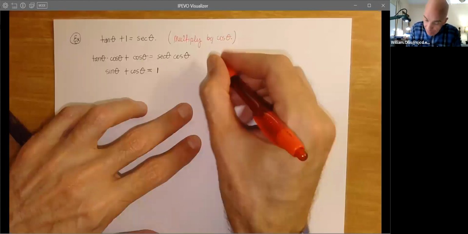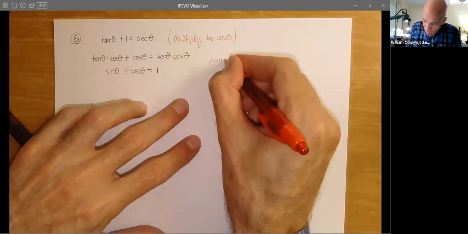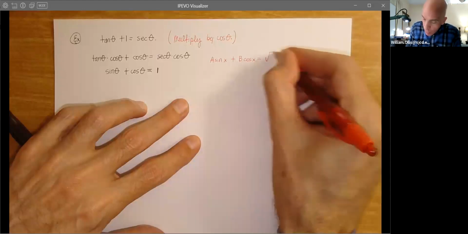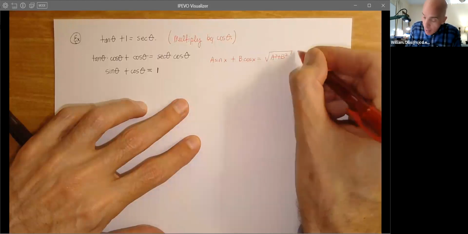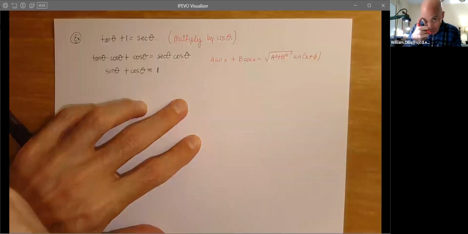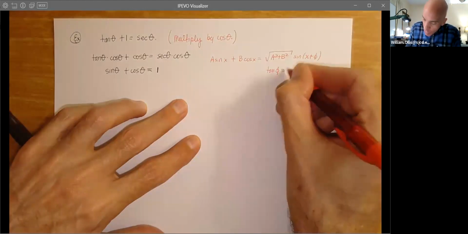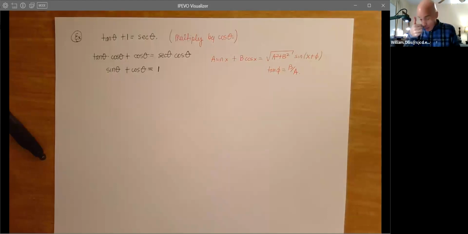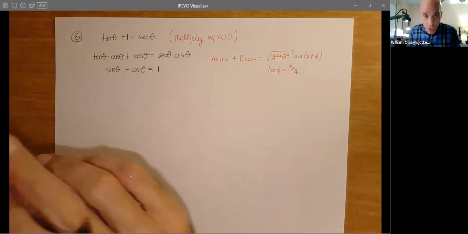So again, a sine x plus b cosine x equals the square root of a squared plus b squared, sine of x plus phi, where tangent of phi is b over a. You can see this is important. You could recite this now. I've stated it enough times, and by now you should embrace it. So we're thinking this is really user-friendly.